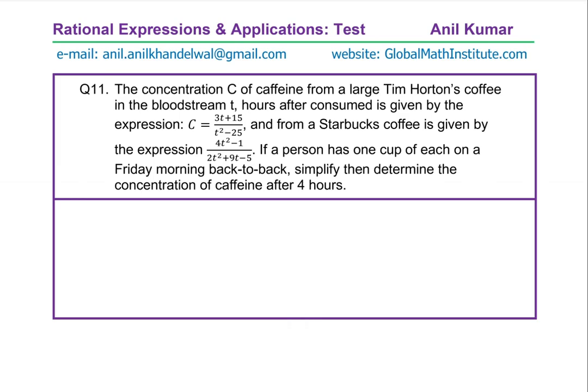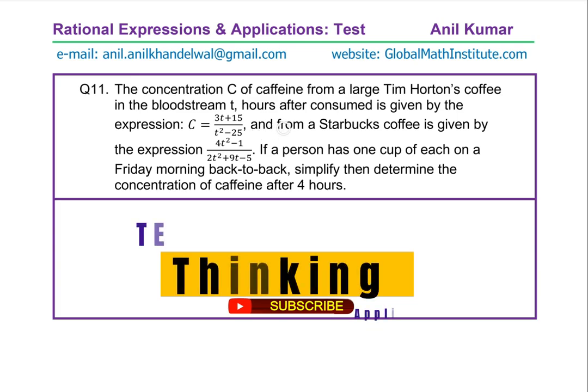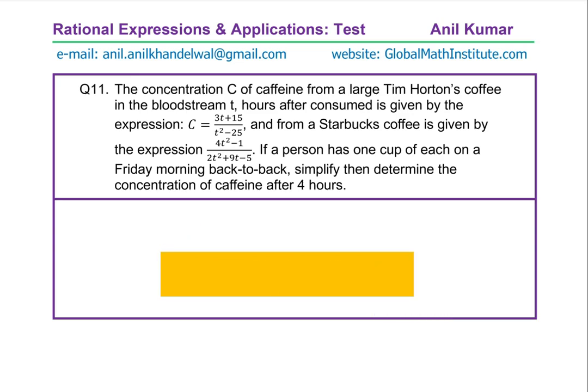Now this is a pretty long question, you need patience to go through it and understand. The concentration C of caffeine from a large Tim Hortons coffee in the bloodstream T hours after consumed is given by the expression C equals (3T + 15) over (T squared minus 25). And from a Starbucks coffee it is given by the expression (4T squared minus 1) over (2T squared + 9T minus 5). Well, these are just equations, not reality, right? Because these two are brand name companies here in Canada.